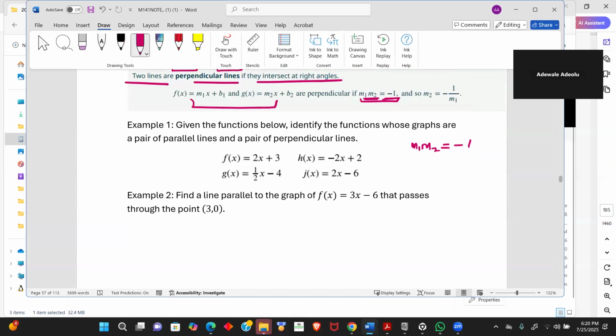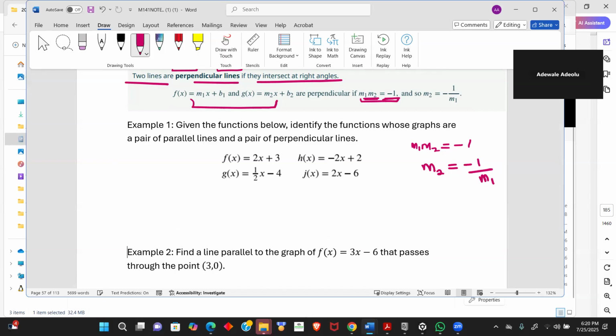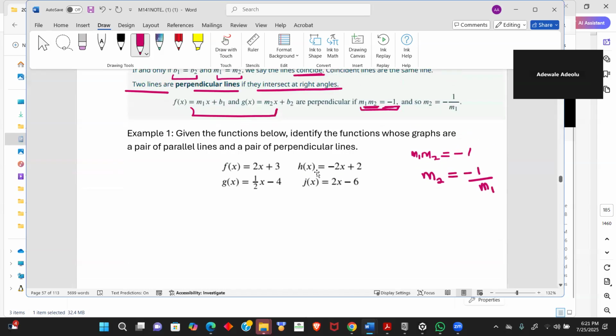Okay. And from there, you can also say the second slope will be -1 divided by the first slope, or vice versa. It's the same thing. Okay, given the functions below, identify the functions whose graphs are a pair of parallel lines and a pair of perpendicular lines. Let us see from this equation.